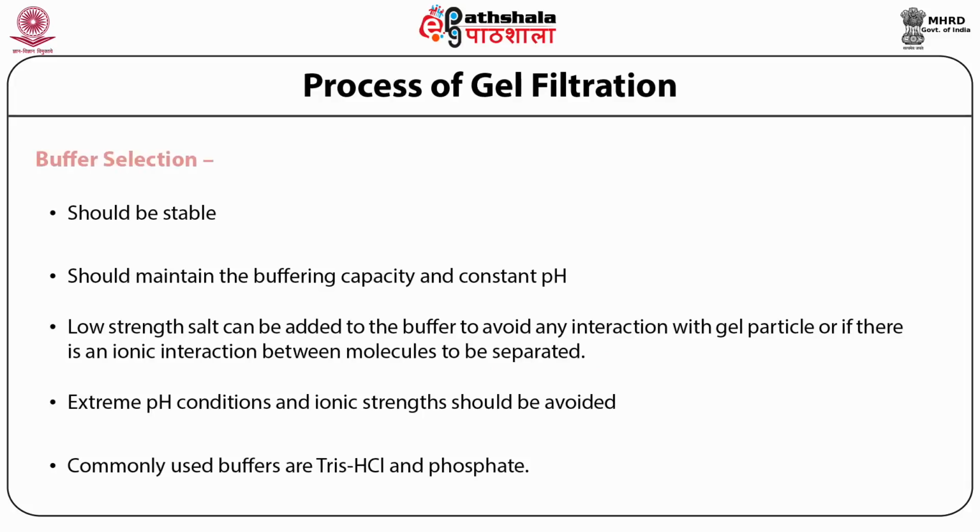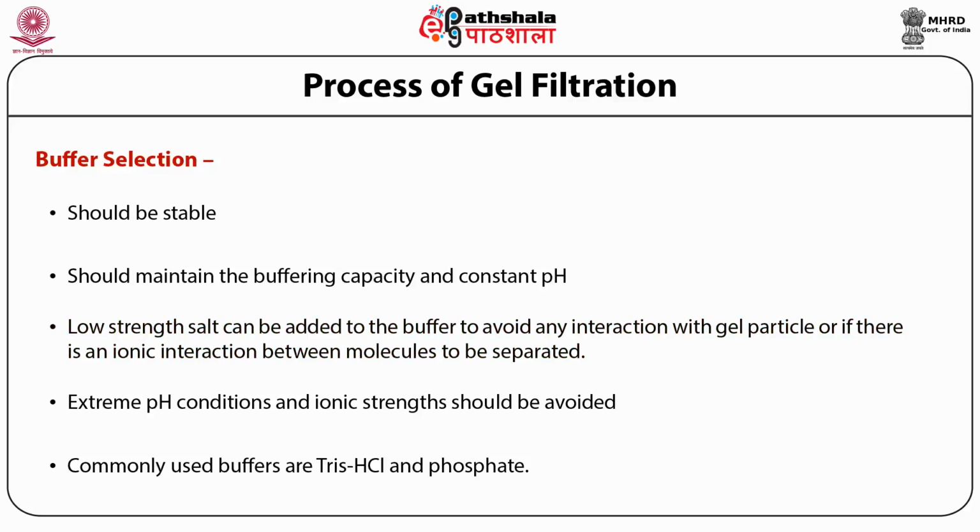The first step is buffer selection. Any buffer in which the analyte to be separated is stable can be used, as pH, ionic strength and composition do not significantly affect resolution, though the buffer should maintain buffer capacity and constant pH. Low strength salt can be added to the buffer to avoid any interaction with the gel particle, or if there is an ionic interaction between molecules to be separated.